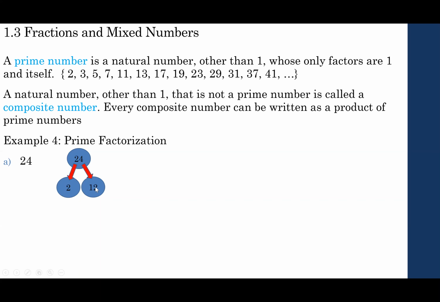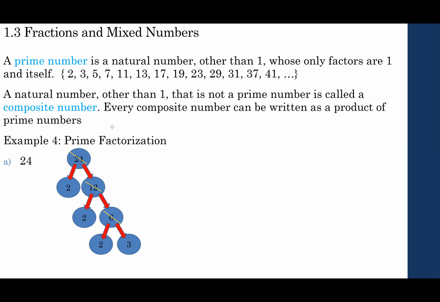And because the 12 is even, I can break it down into 2 times 6. And once again, because the 6 is even, I can break it down into 2 times 3. One thing is, whatever has the arrow underneath, I do not look at it. Anything that has an arrow, I don't care. The 24, I break that down. The 12, I break it down. The 6, I break it down.